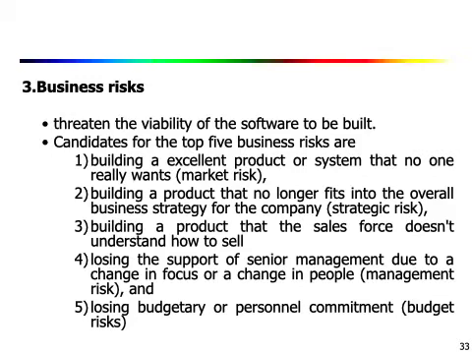And another kind, the fifth kind of business risk that may occur, is losing budgetary or personnel commitment. That is budget risk. That is, you have financial troubles, and we are losing the budget. Then budget risk may occur. These are the top five business risks that can occur, and there can be many other business risks which will threaten the viability of the software to be built.